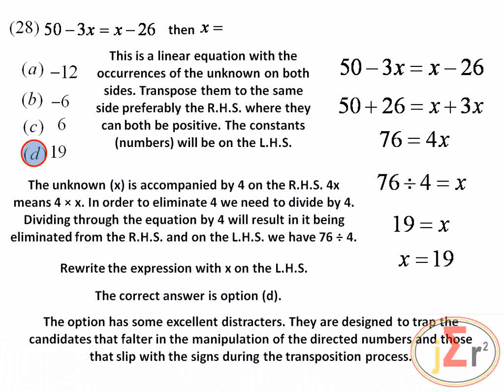The option has some excellent distractors. They are designed to trap the candidates that falter in the manipulation of the directed numbers and those that slip with the signs during the transposition process. So these answers are actually very good distractors. If you slip with the signs, you may end up with one of them. And also if you falter with the manipulation of the directed numbers, it is possible that you will end up getting one of them as your answer.